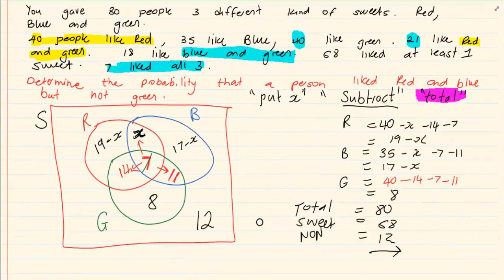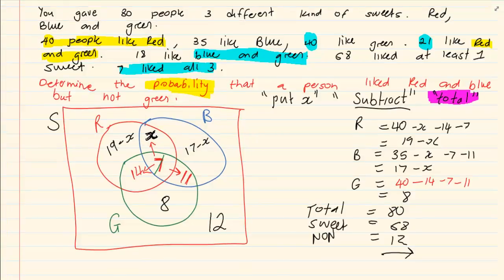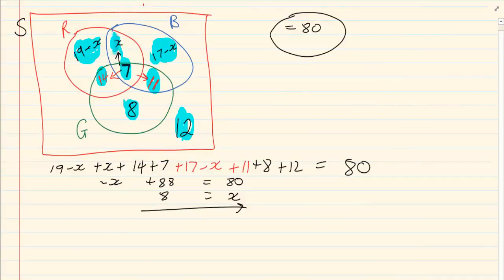Now, what is the question? The question says, determine the probability. Remember, finding the value of x is not answering the question. What is the probability that a person likes red and blue but not green? So we are talking of red and blue. Now you know red and blue is going to equal 8, because x is equal to 8. So red and blue is going to equal 8 plus 7, which is 15.